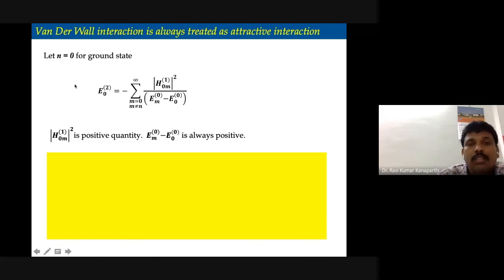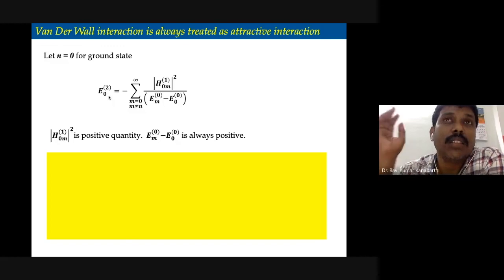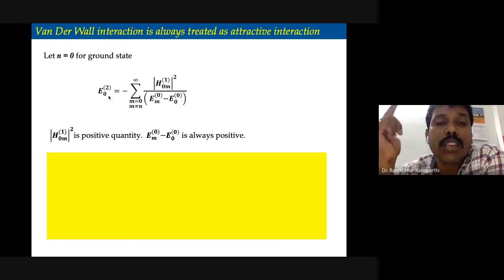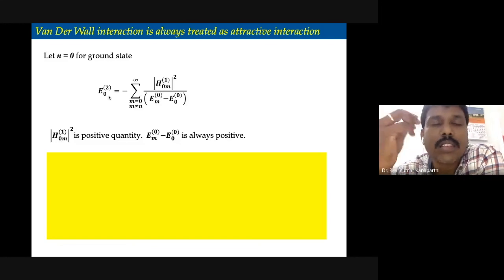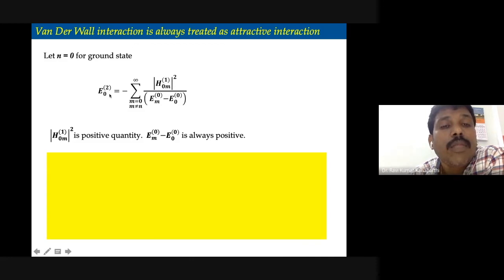And you can apply this for a ground state. You can take n is equal to 0, right? You can just apply it and evaluate for a ground state what the energy is. Please remember that n is equal to 1 or 0, you can substitute, depends upon the system. Let us take n is equal to 0 for the ground state. So now, this is the second order correction to the energy for the ground state.